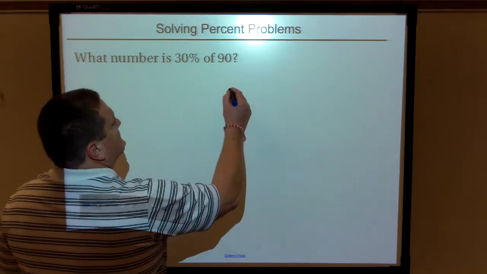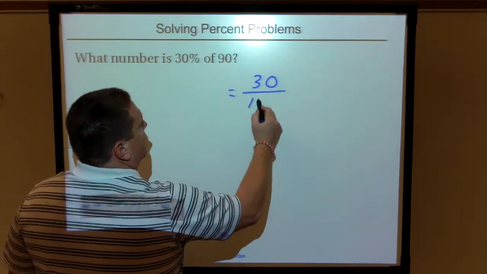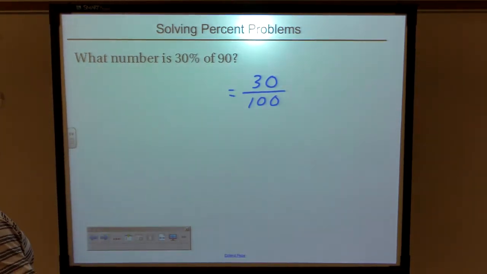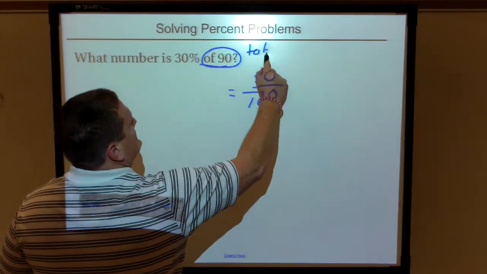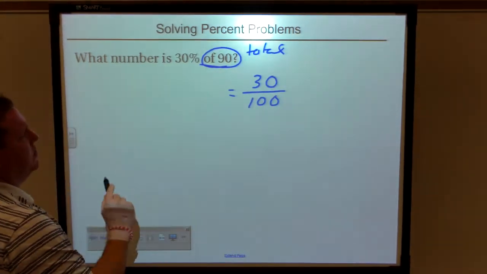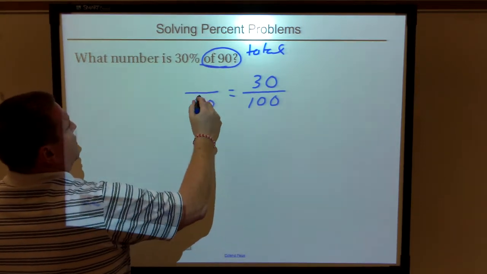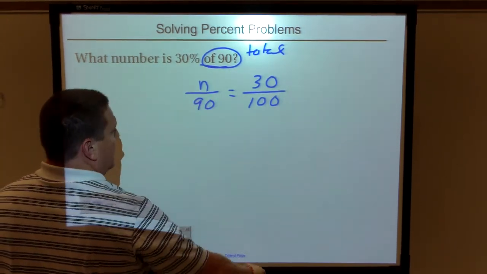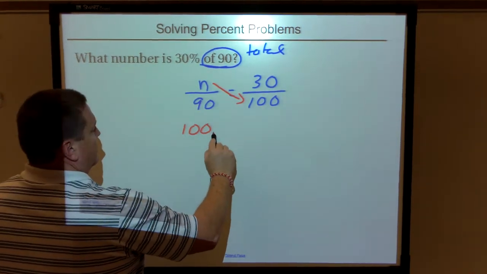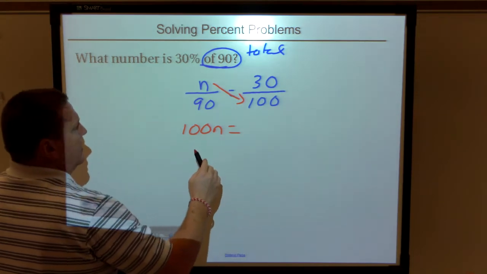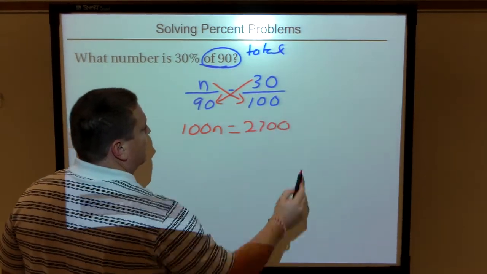Well, we're going to go ahead and set up our proportion by putting the percent number over 100, because percents are always over 100. The word of, again, means the total. And remember that 100 represents the total of anything else, so 90 will go on the bottom, and we're solving for the part on top. We're still going to cross multiply. N times 100 gives you 100N, and 30 times 90 will give you 2700.